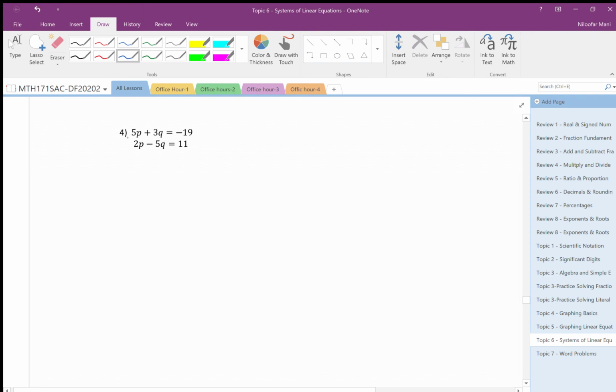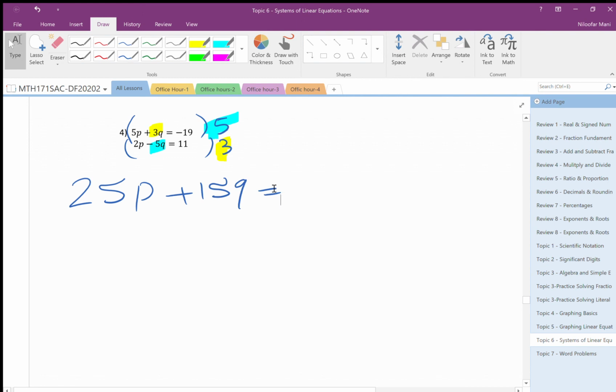So I multiply this one with 5 and this one with 3. The one that I see here, I multiply with the next one, and then I can make the numbers the same. Remember, you multiply both sides. You multiply all terms. So 25p plus 15q equals 5 times 19.